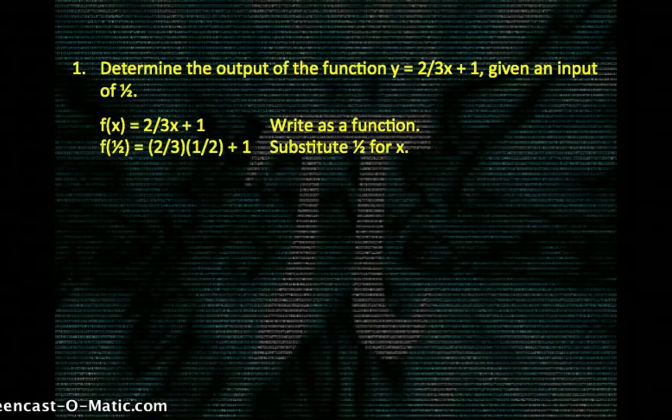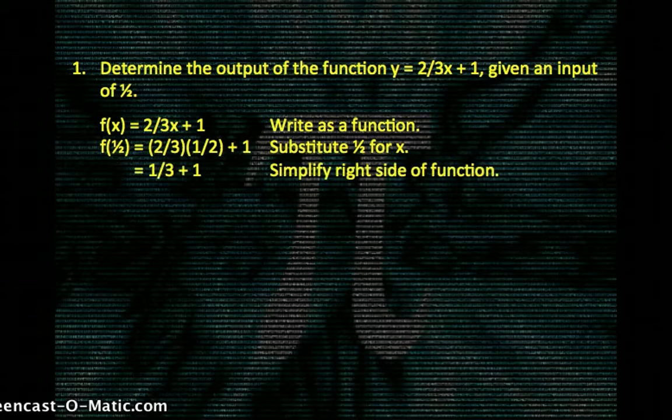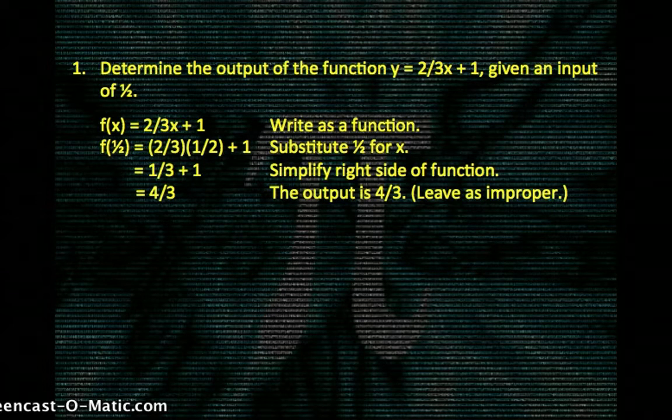So the f of 1/2, if we want to find the f of 1/2, then we're going to substitute 1/2 everywhere there's an x, and that would be 2/3 parentheses 1/2 plus 1. So we substitute, then we solve or simplify the right side of the function, and we're going to end up with 4/3. So the output is 4/3 given an input of 1/2. Please, please, please leave all solutions, if they come out as improper, they have to be simplified, but you want to leave them as an improper fraction.